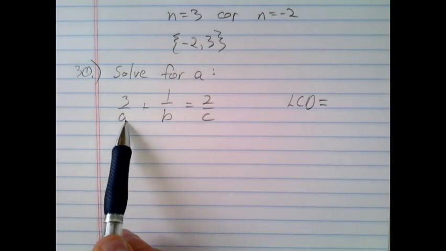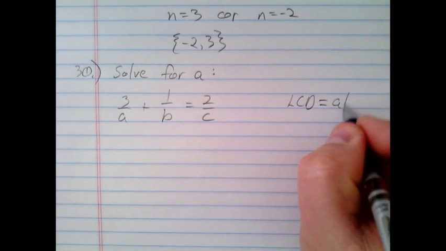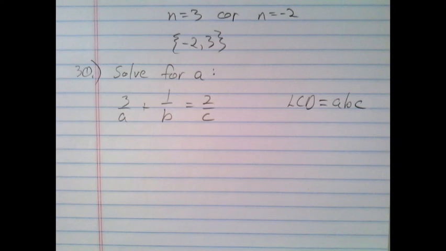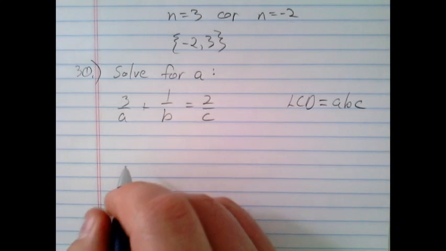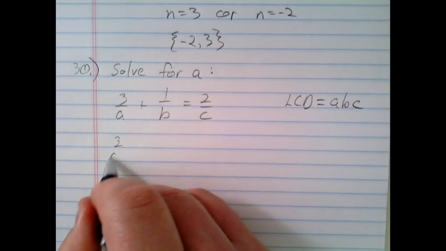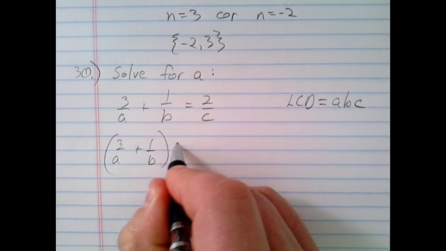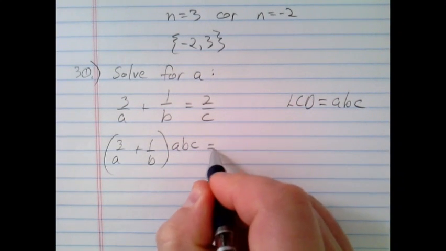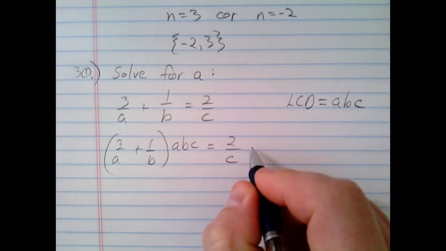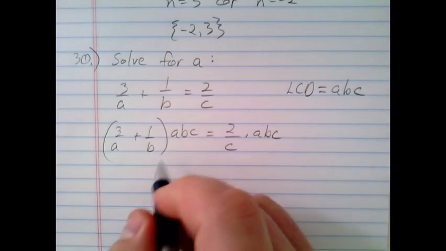Now, looking at my denominators, I see I have three different denominators. There are no factors in common. So the lowest common denominator is just the product of those three denominators. So I'm going to multiply both sides of this equation by ABC. So here's the left side of the equation. That will be multiplied by ABC. And here's the right side of the equation. That will be multiplied by ABC.